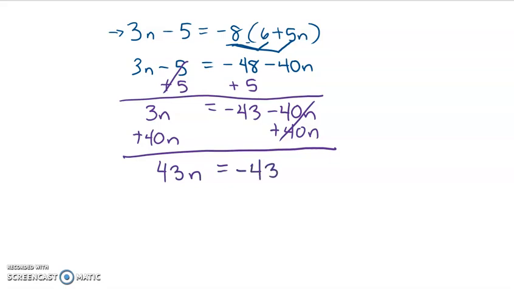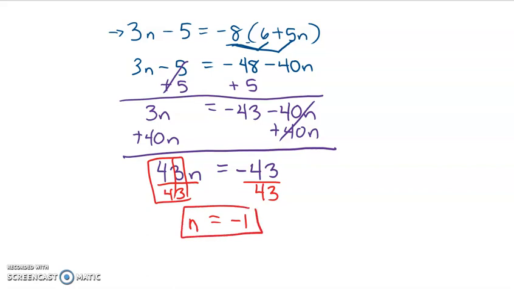Okay, so I've distributed, combined, isolated. Now all that's left is for me to solve. So I divide by the coefficient. So n is going to equal negative 1. Okay, and the goal here is that this should reduce to 1. So cool, n equals negative 1. That means when I plug negative 1 into my original equation, it should be a true statement.